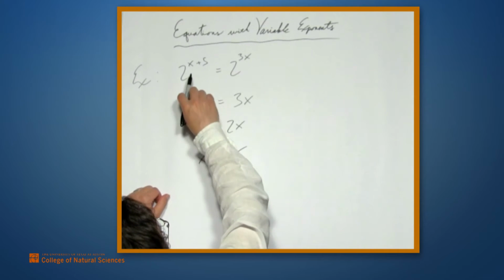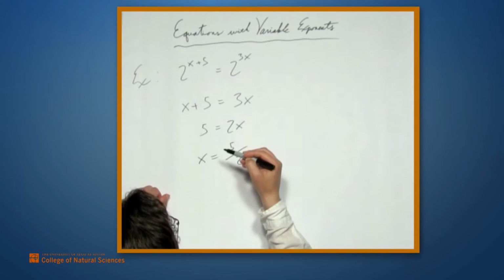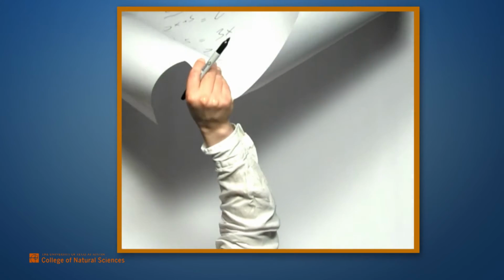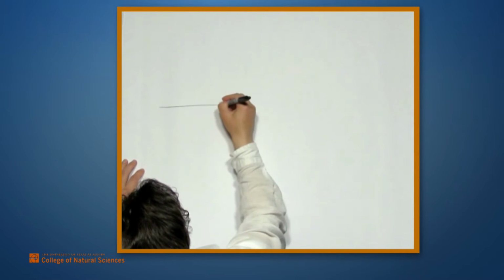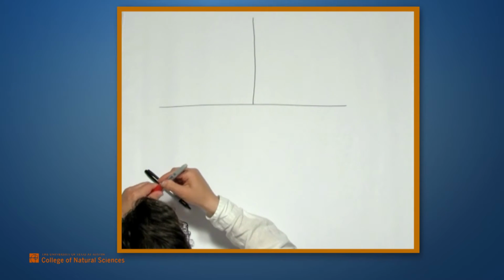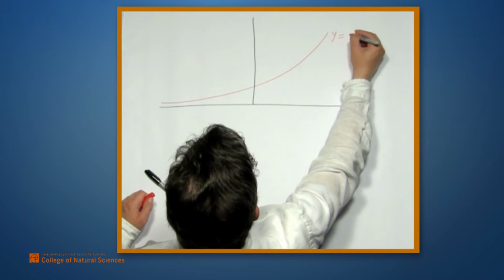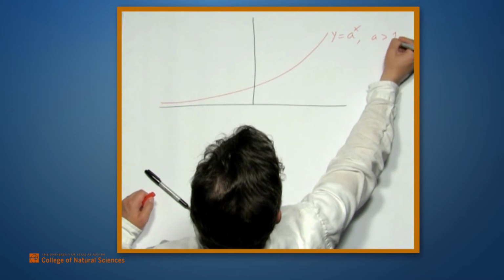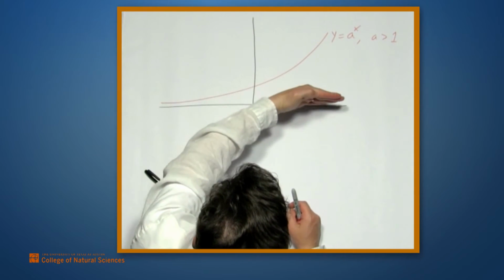I want to talk in a little bit more detail, though, about why we can go from this step to this step. In other words, 2 to the some power equals 2 to the some other power means that those two powers must be the same. So let's consider this graph. And let's suppose that this is y equals a to the x. And here we're assuming that a is greater than 1, which is why this curve goes like this. If it were between 0 and 1, it would go like this.